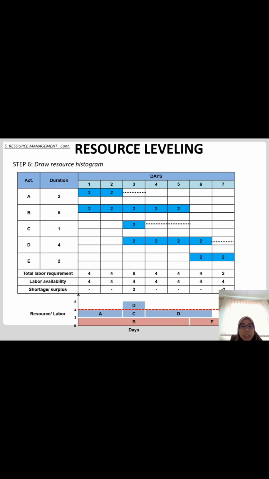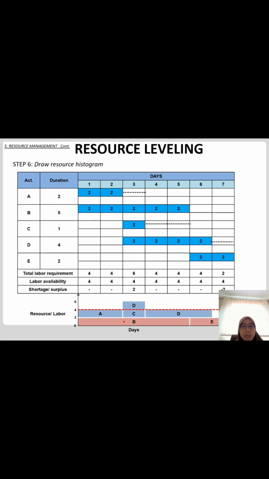So what we need to do is, first you need to draw the number of labor on the y-axis and the number of days on the x-axis. First, you need to arrange the critical activities. Okay, the critical path will have the longest duration in your network. So B 5 days. After B finishes, continue with E 2 days. So B 5 days and E 2 days.